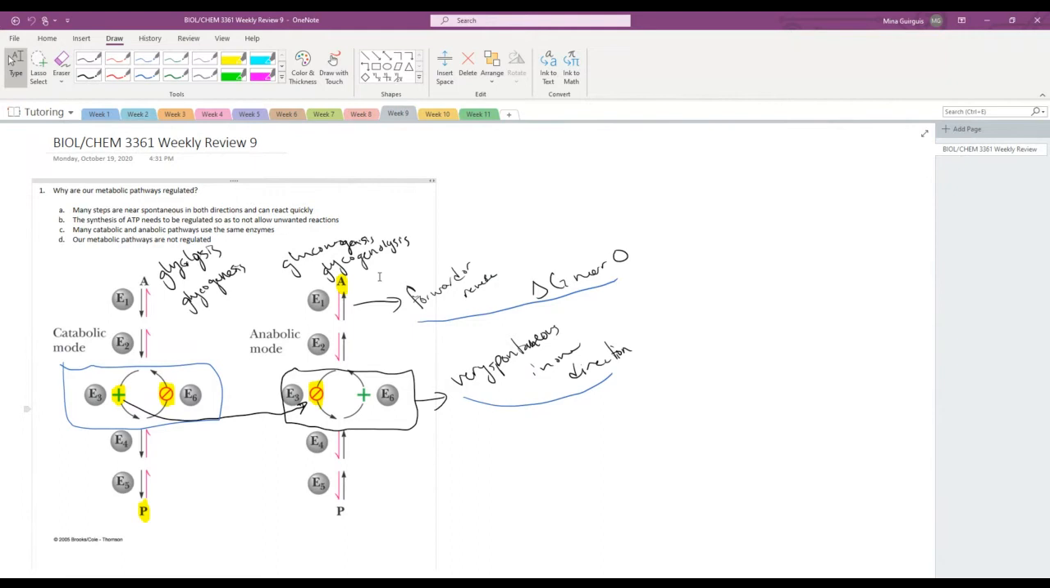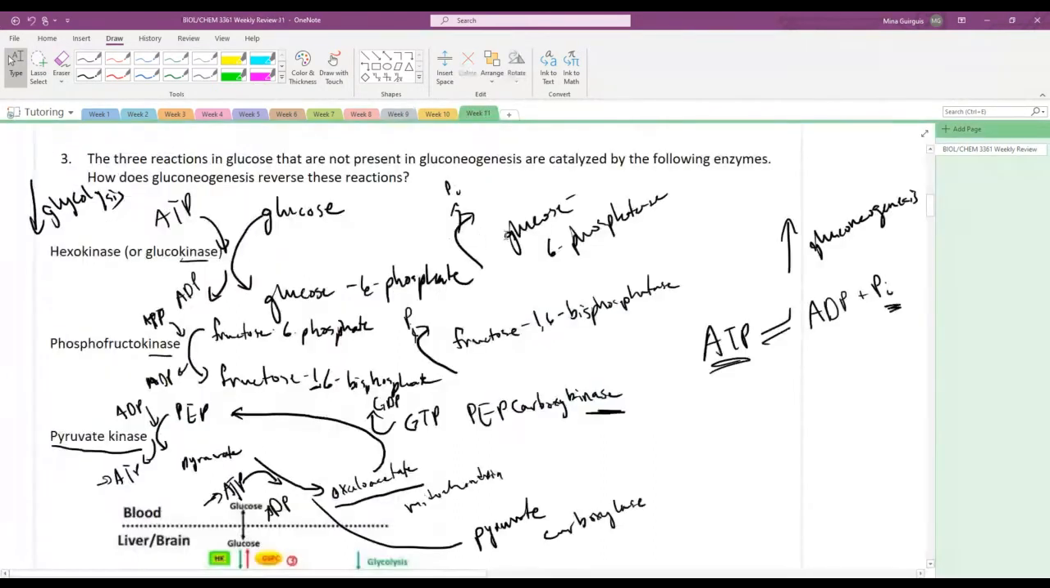So we talked a lot as well about how these are the points we're going to regulate. E3 and E6 are the points we're going to regulate. So as we move into the next few questions, I want you to think about which enzymes we are regulating. Which enzymes do we regulate in the forward direction? Which could we regulate in the reverse direction?